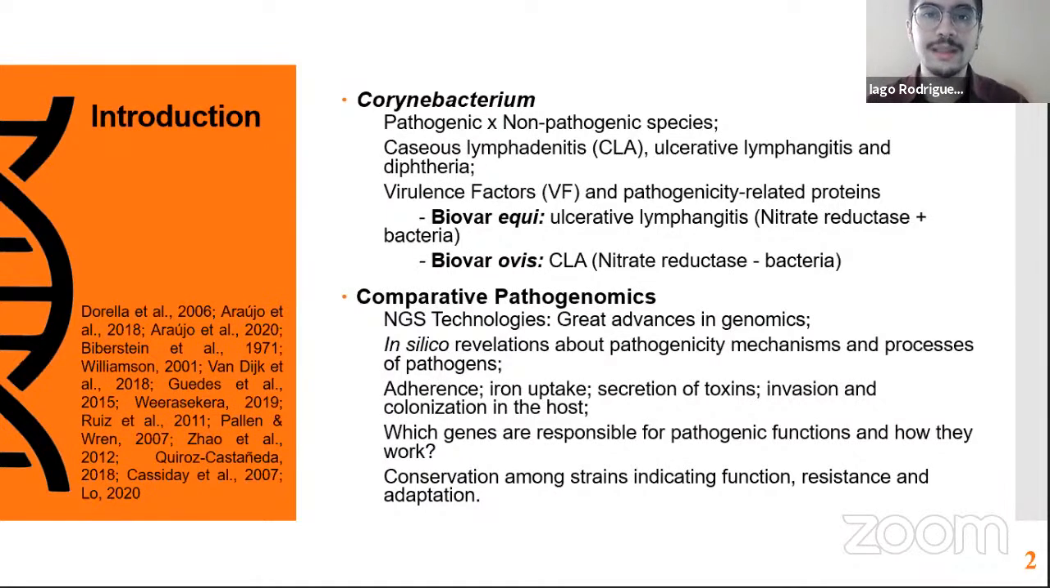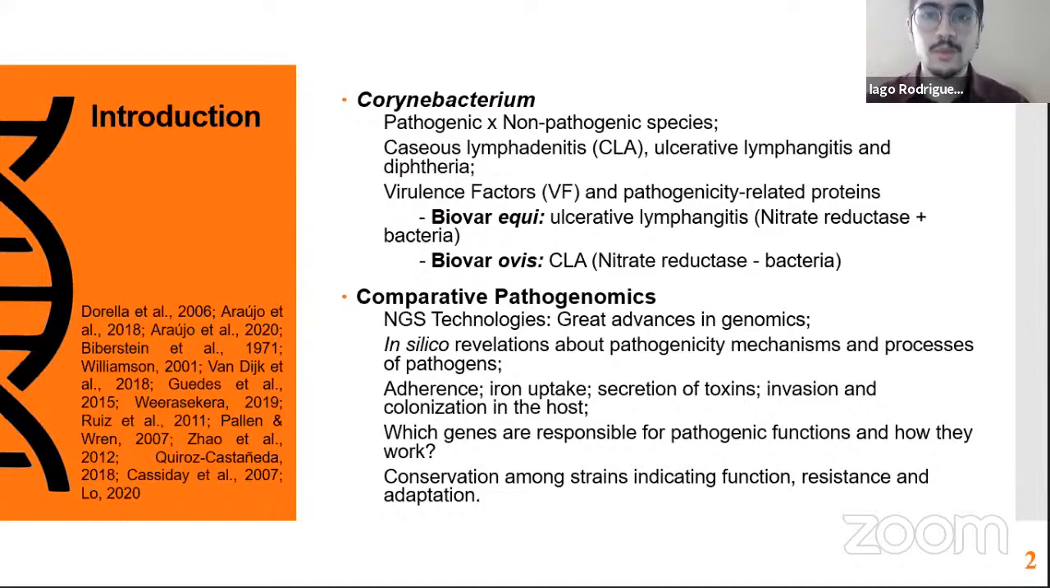With the next generation sequencing technologies, great advances were observed in the field of genomics, allowing revelations about pathogenicity mechanisms and processes of pathogenicity in general. In silico studies are those performed through computational analysis and predictions, employing bioinformatics and computational biology to make revelations about some organisms.